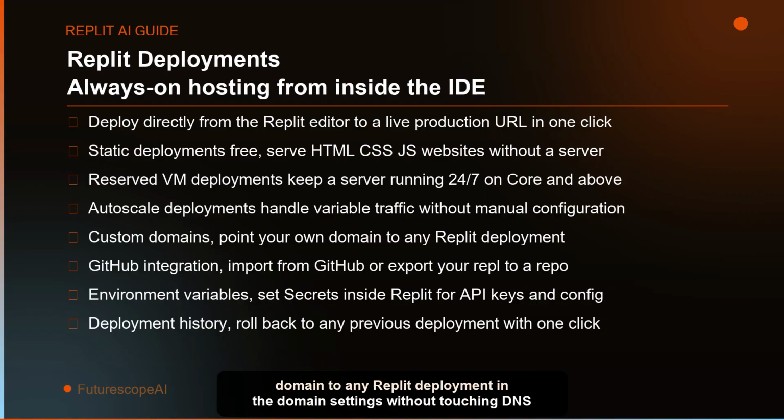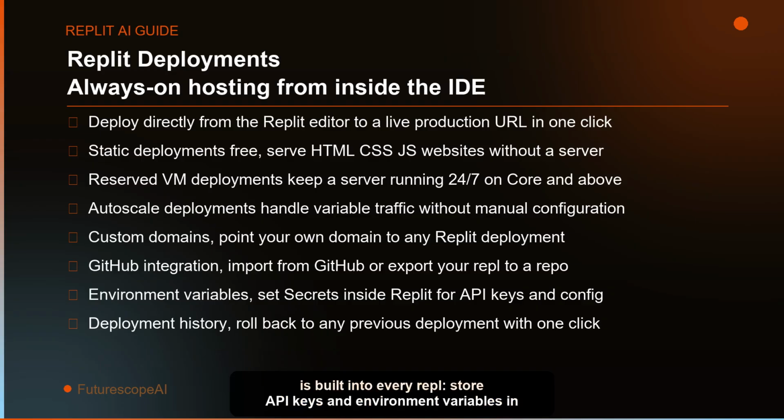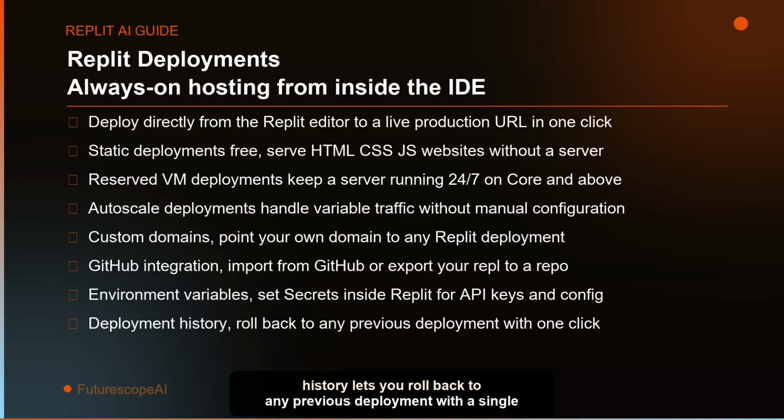You can point your own custom domain to any Replit deployment in the domain settings without touching DNS manually. GitHub integration lets you import an existing repository into Replit or export any repl as a GitHub repository for version control. Secrets management is built into every repl. Store API keys and environment variables in the Secrets tab and they are injected automatically at runtime. And deployment history lets you roll back to any previous deployment with a single click if a new release introduces a problem.